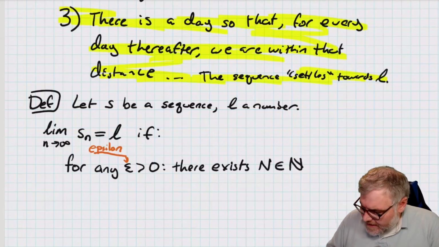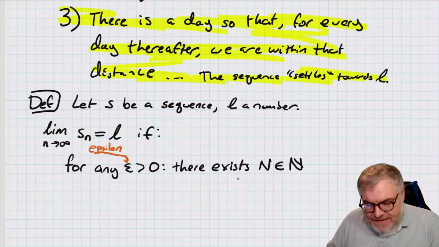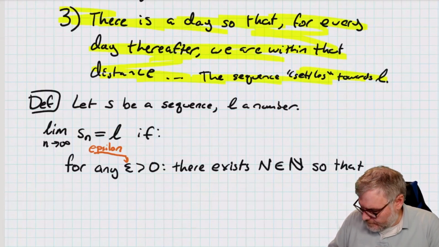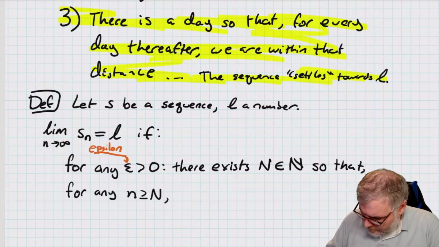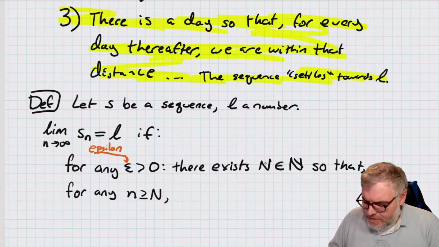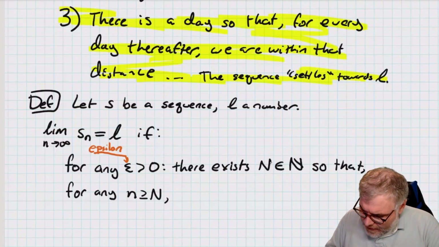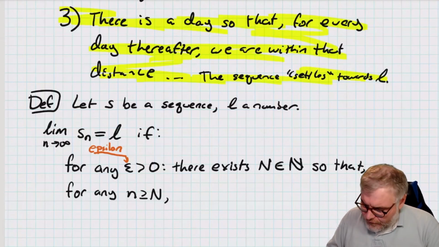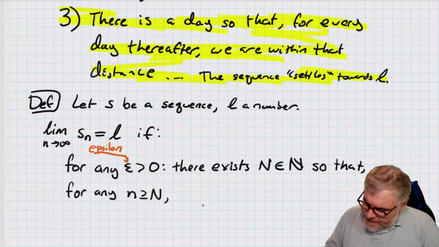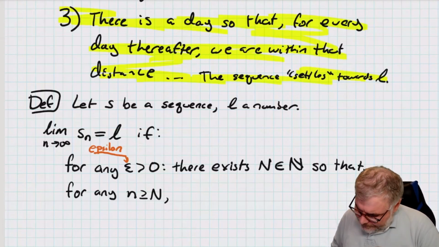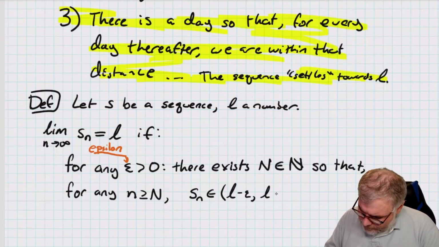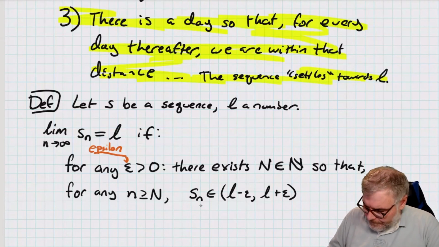This says there exists a natural number n, or there exists a day for any day after our special day. So there exists a special day so that for every day thereafter, Bob is close enough to drink the margarita. Okay. This says that this SN is in the set L minus epsilon, L plus epsilon.